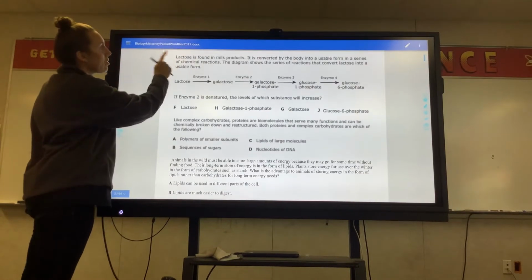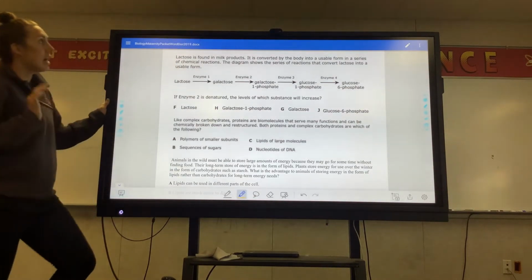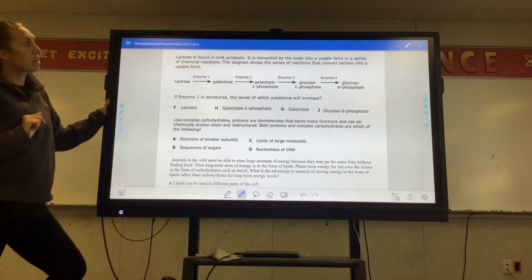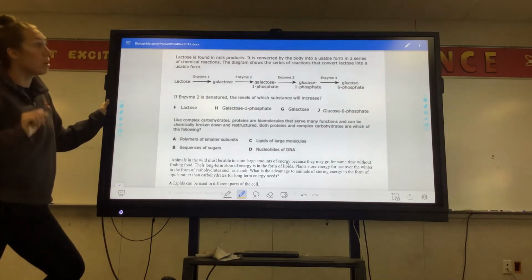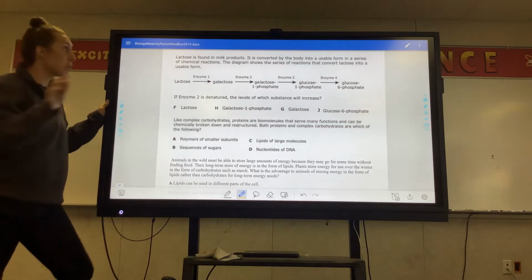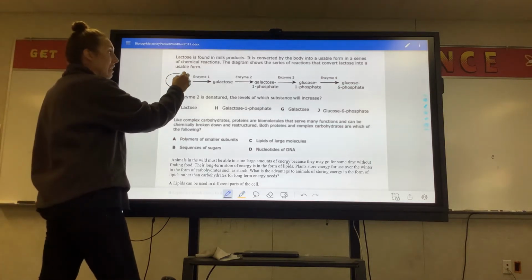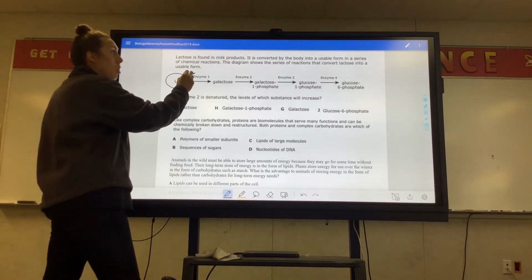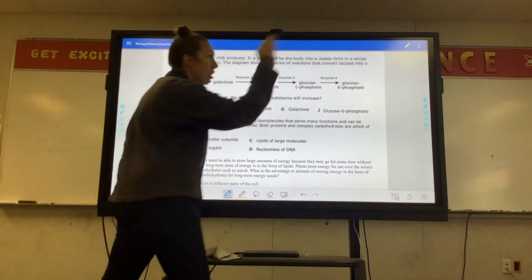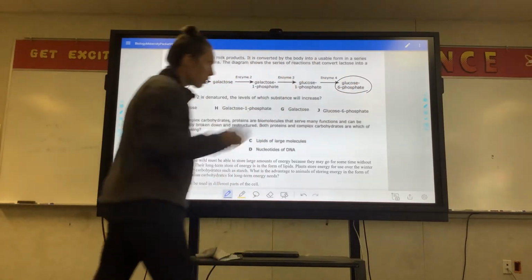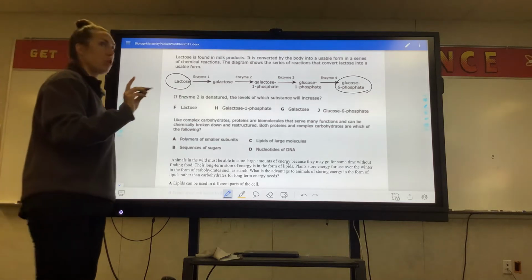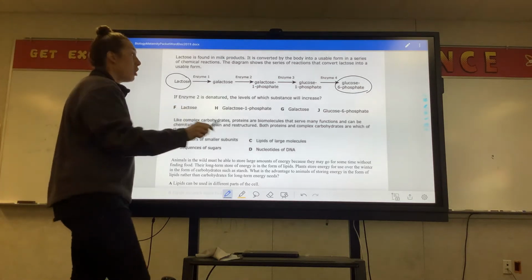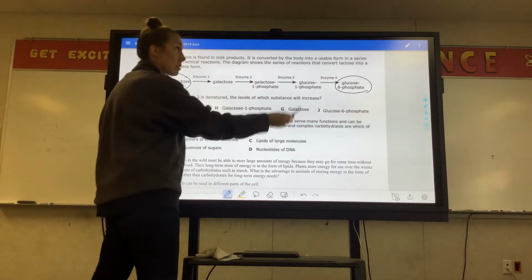Okay. Here's another one. Lactose is found in milk products. It is converted by the body into a usable form in a series of chemical reactions. The diagram shows a series of reactions that convert lactose into a usable form. So guys, people who are lactose intolerant, look up here. You drink milk that has lactose in it, it's got to have 1, 2, 3, 4 enzymes for us to use glucose 6-phosphate. You may be lactose intolerant because you have either no enzyme 1, no enzyme 2, no enzyme 3, or 4.